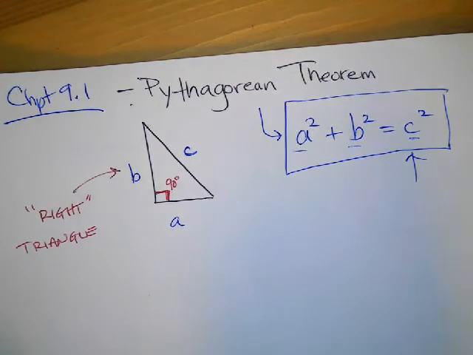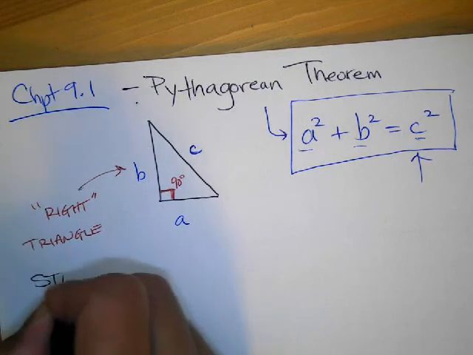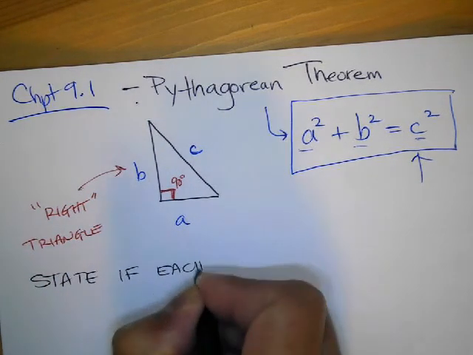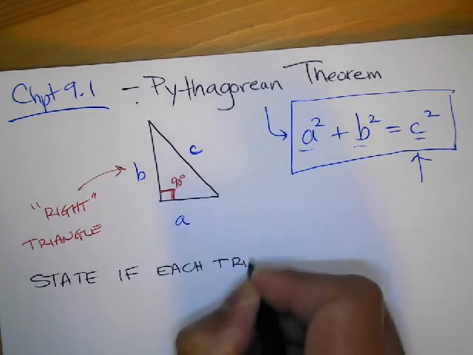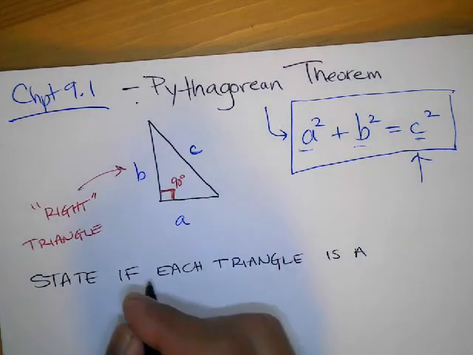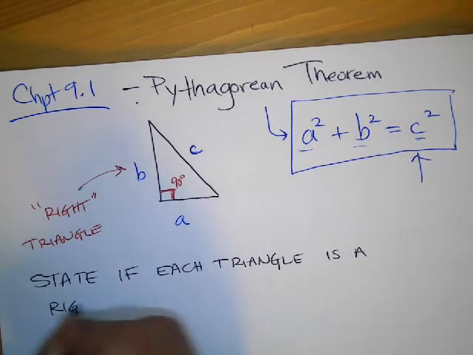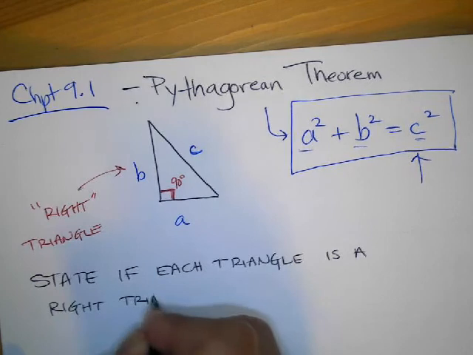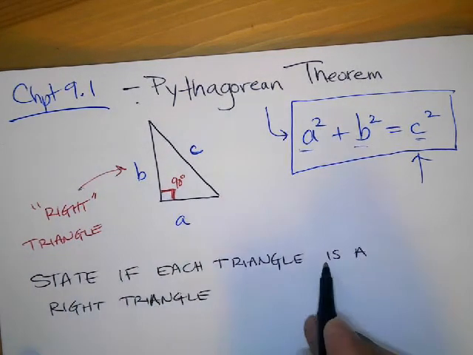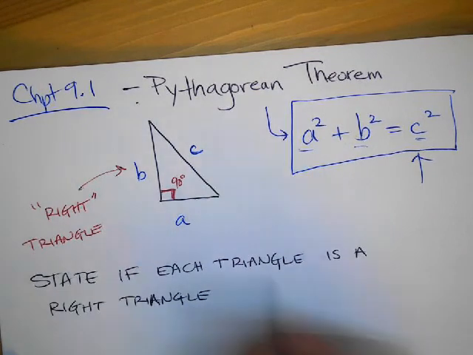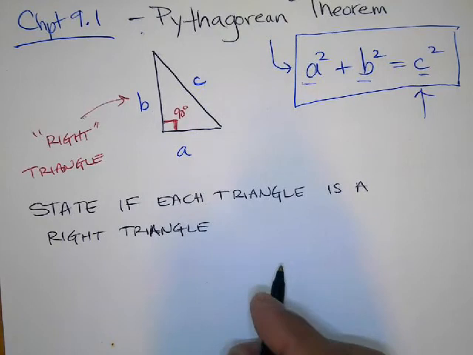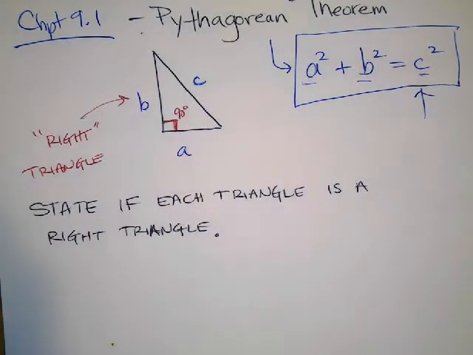So let's check. Now in the notes it's going to say, here's the directions, right? State if each triangle is a right triangle. You're not finding any missing sides yet or anything. We're going to do that later. State if each triangle is a right triangle. You have to determine, when it says state, that means to determine if it's a right triangle. And they're going to give you the 3 sides.